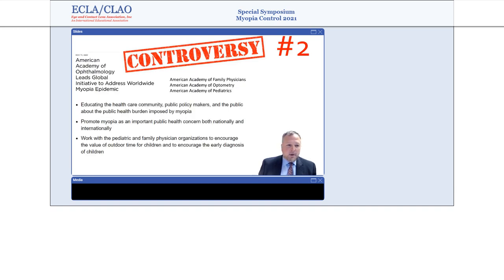Likewise, in late 2020, the American Academy of Ophthalmology led a global task force to address the myopia epidemic. It includes the American Academy of Family Physicians, American Academy of Optometry, and American Academy of Pediatrics. You can see the broad 3 global areas of focus for this task force, again emphasizing the importance of us thinking about managing myopia as a standard of care.